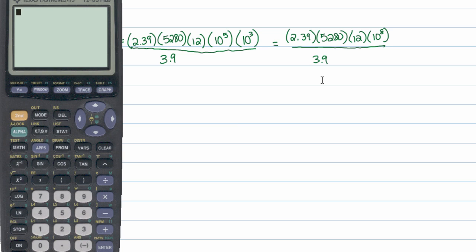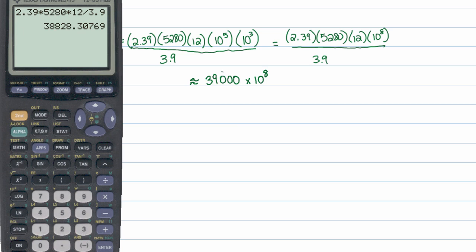At this point, I'm going to go ahead and just do this multiplication upstairs. So this is 2.39 times 5280 times 12. And then downstairs, I'm going to divide that by 3.9. And I get this messy number, but I'll write it anyway. This is roughly equal to, because I'm not going to keep all these digits. I'm only going to keep probably the first two. So I'll say 39,000 times 10 to the 8th.